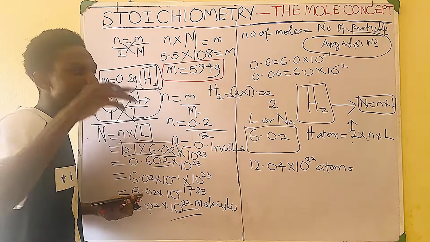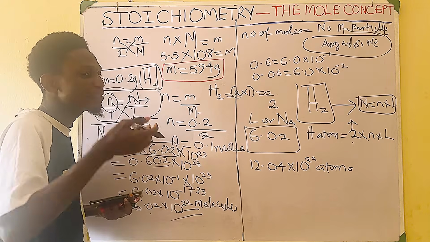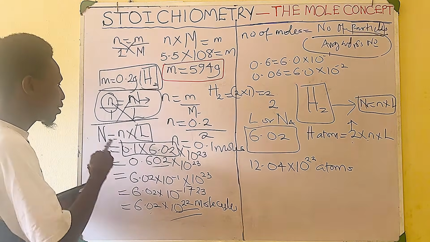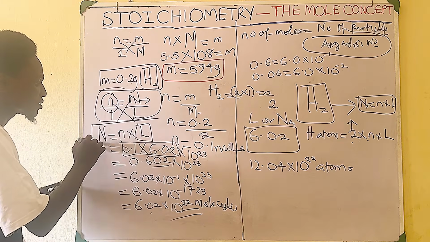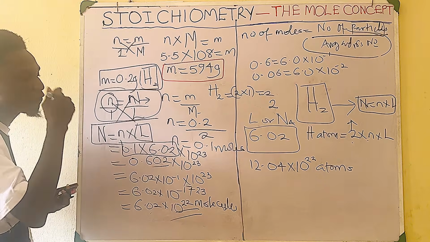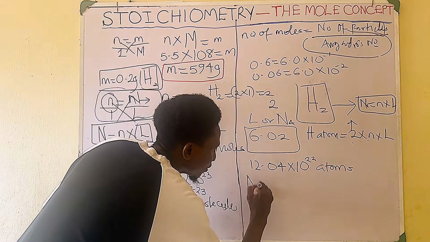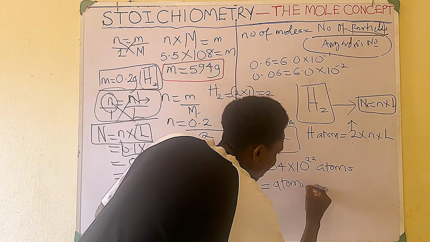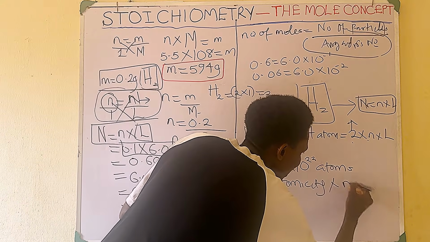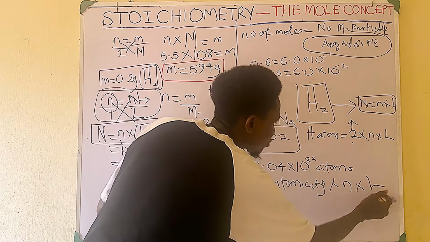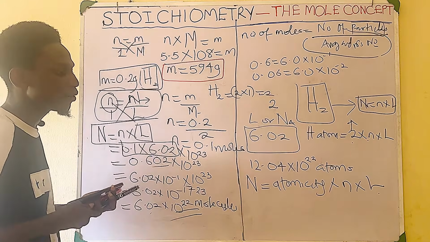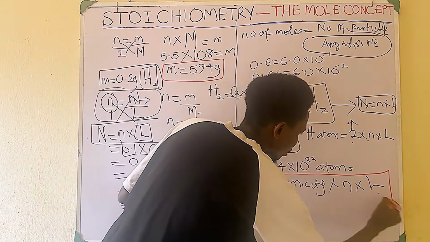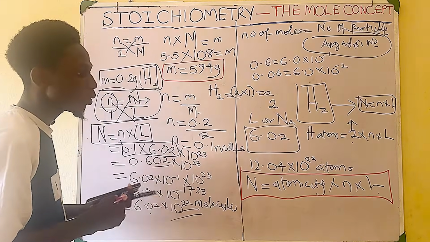So what does that tell you? When you are given a molecule and they say look for the atom, or you are given a compound and they say look for the number of atoms, your formula is no longer n equals n times L. Your formula is now n equals atomicity times n times L, number of moles times Avogadro's number. So what is atomicity? Atomicity means the number of atoms in a molecule or compound.